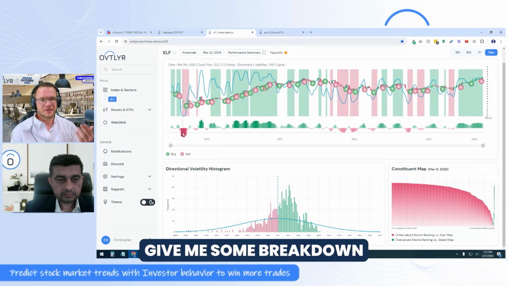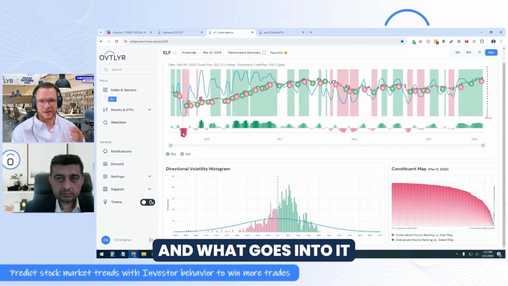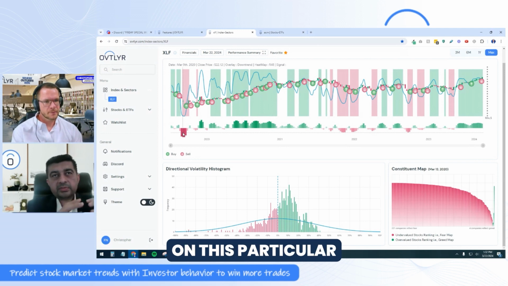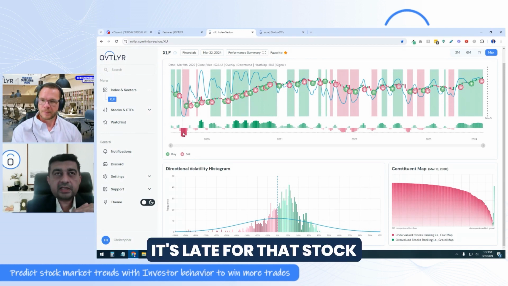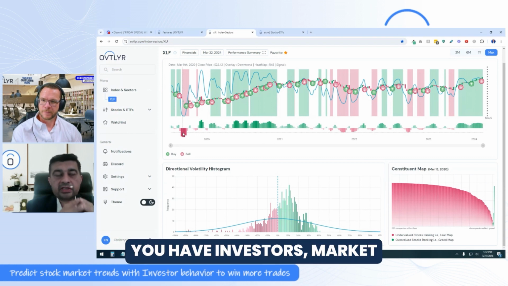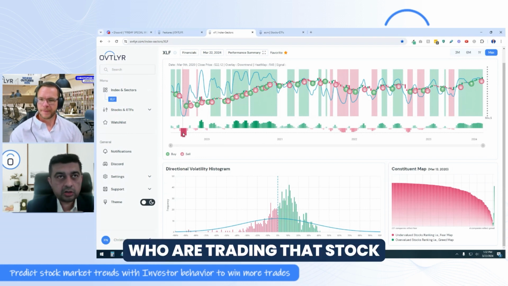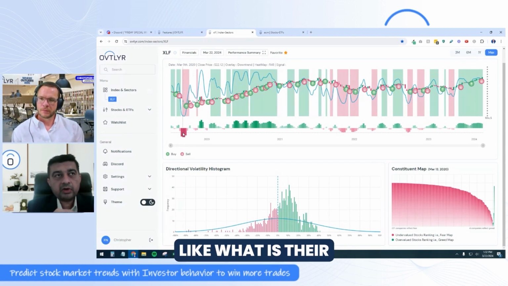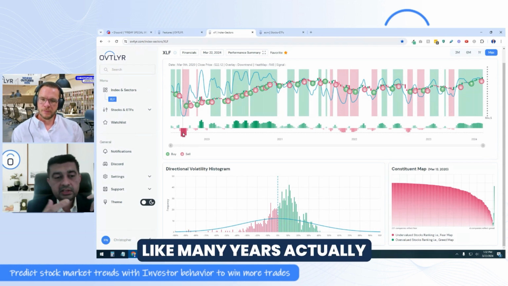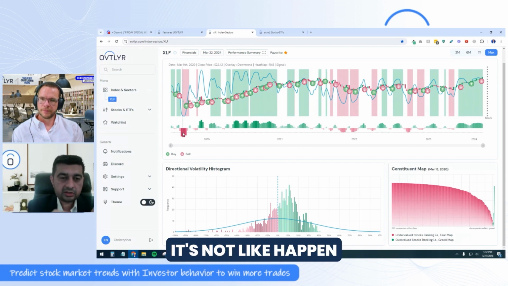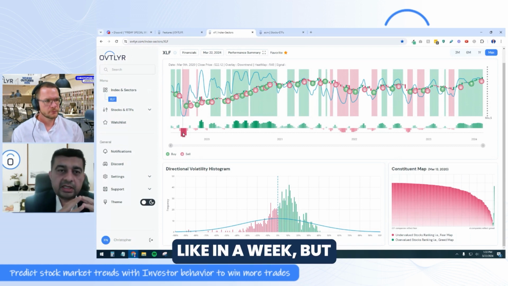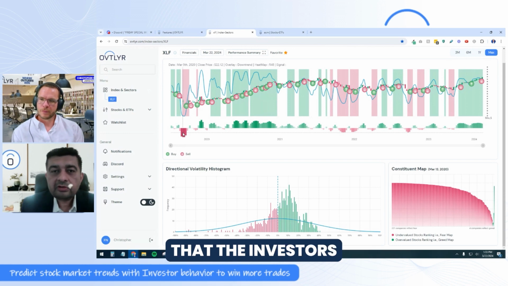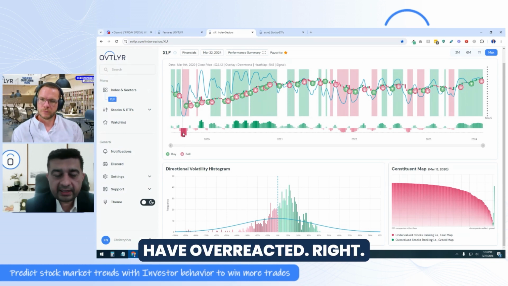So if you don't mind, just give me some breakdown on this behavioral heat map and what goes into it, and maybe how you trade around it. So think about it on this particular data point. For that stock, you have investors, market participants who are trading that stock, and we have a way to measure what kind of behavior they are exhibiting, what their sentiment is. So essentially, we are able to track that. It took us many years to develop this algorithm. It didn't happen in a week, but it essentially tells you whether the investors have overreacted, right?